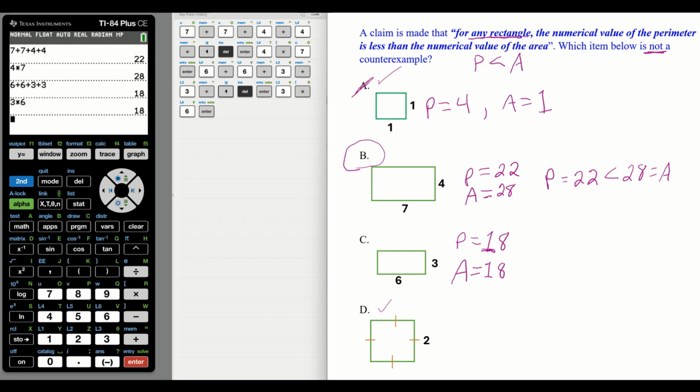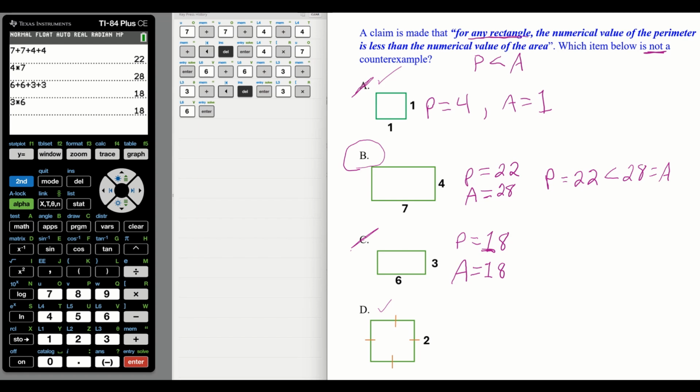I wanted to show you this property in case you're asked a question very similar to it. You could be asked to find the counterexample where the perimeter and area are equivalent. There you go. So this is a counterexample because P is not less than A. It doesn't give any less than or equal to condition. So no, that is actually also a counterexample.